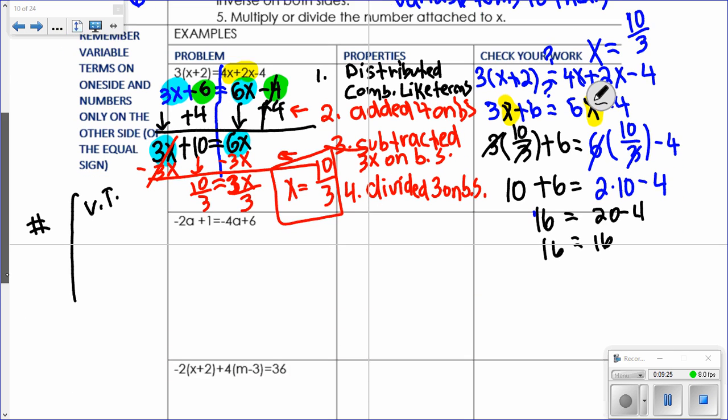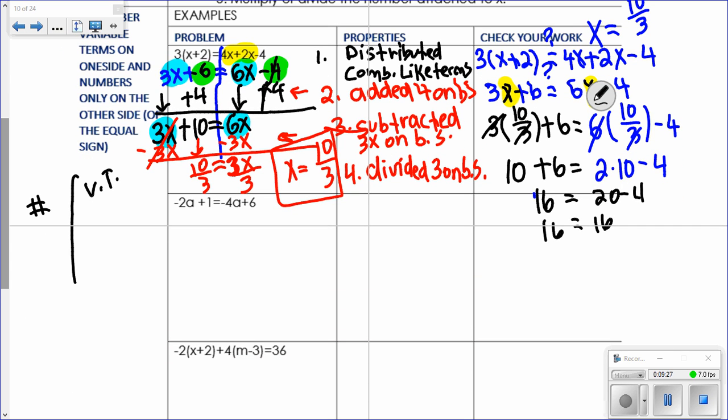Now, that was a more complicated problem. We're still going to follow the same steps. First thing we want to do here, we have negative 2a plus 1 equals negative 4a plus 6. We're going to draw a line down the middle and check both sides of this line. Do I need to distribute on the left or the right? No, I do not. Okay? So my first step is not going to be distribution. Combining like terms, if I look at the left side, negative 2a and 1 are not like terms. On the right, negative 4a and 6 are not like terms, so I'm good there.